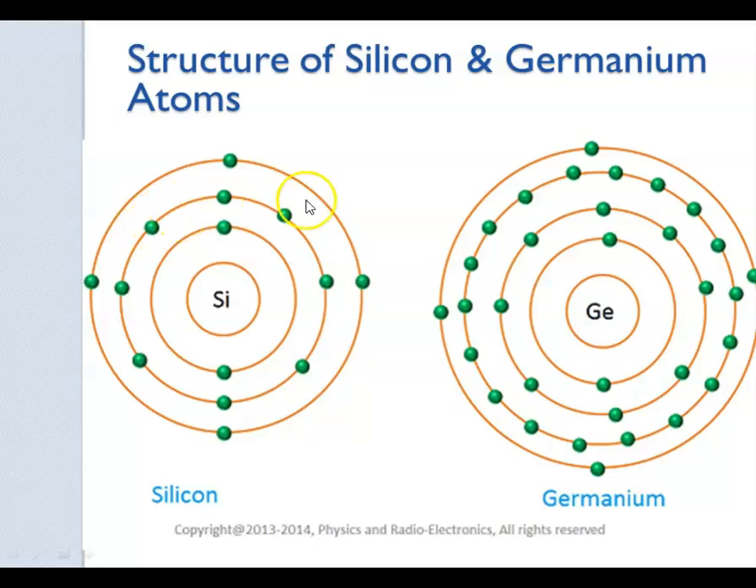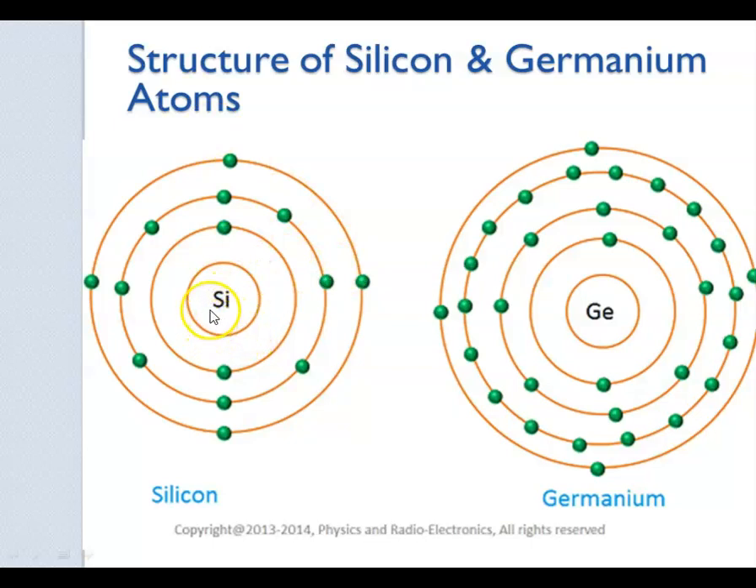Now let us study the structure of the silicon and germanium atom. The most widely used semiconductor materials are silicon and germanium. Therefore, it is important to know the atomic structure of these materials. This atomic structure is shown here. The first diagram is the structure of the silicon atom. The second diagram is the structure of the germanium atom. Now see the silicon structure in detail.